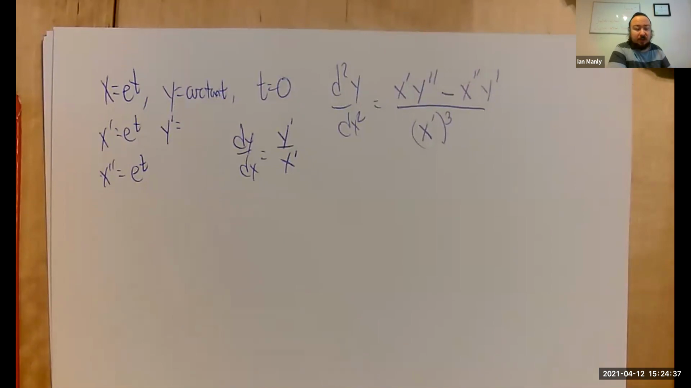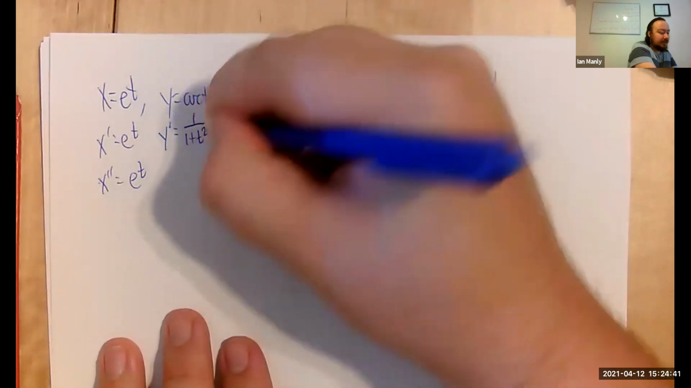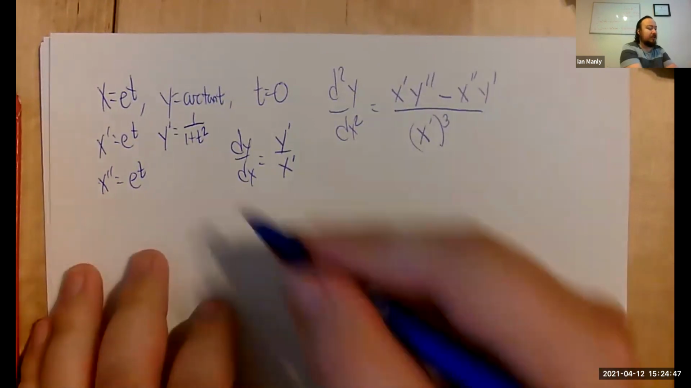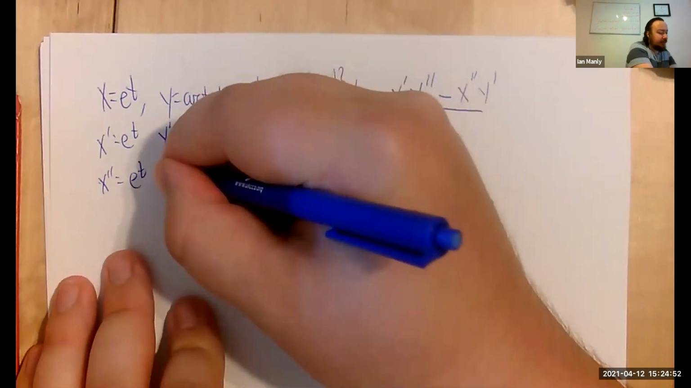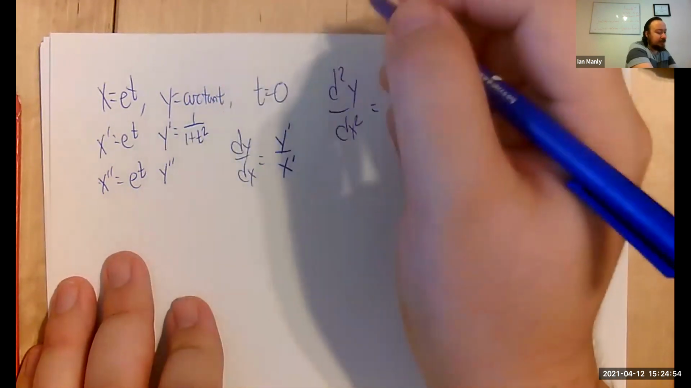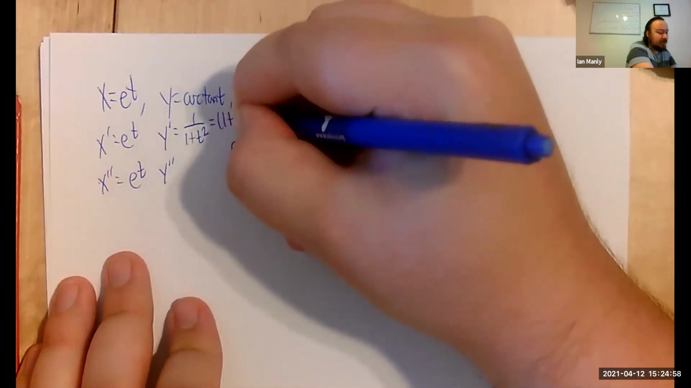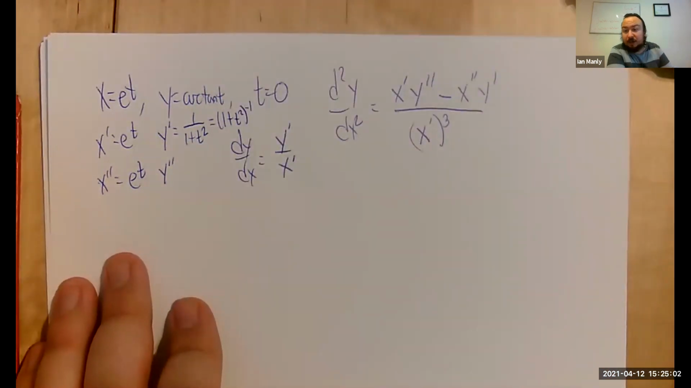1 over 1 plus x squared, that's right. Only this time our variable is t, so we have 1 over 1 plus t squared here. All right, so now I'm going to do the derivative of this, and let's see here. What's the easiest way to do the derivative of this? I'm going to think of this as 1 plus t squared to the negative 1, and I'm going to do the chain rule and the power rule with this.